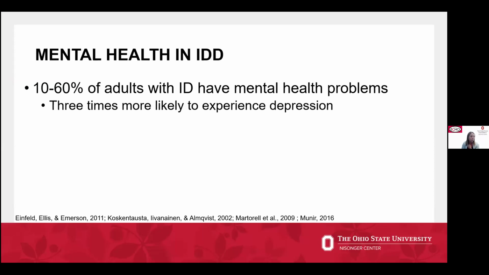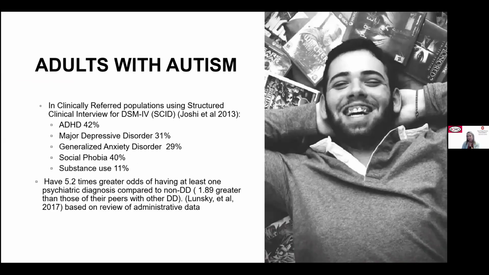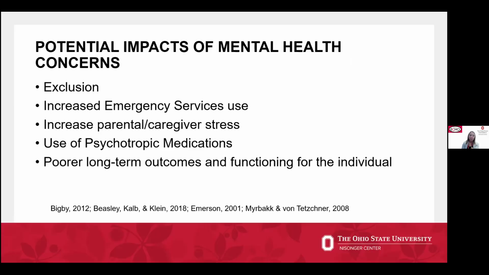We know that between 10 and 60% of adults with intellectual disability will have a mental health problem. So odds are, even if you don't necessarily think you work with folks that have co-occurring mental health conditions, you do. We know that adults with autism also are significantly at risk for a range of mental health conditions, and they have lots of impacts. It increases a lot of risks. We know that folks with intellectual developmental disabilities are, because of their environment, at risk for mental health conditions, and then mental health puts them at even more risk.